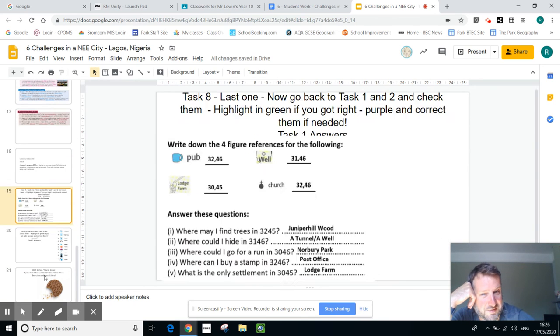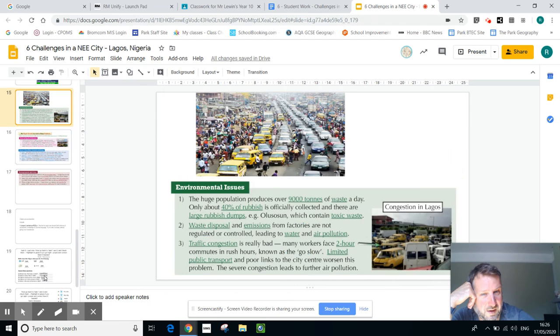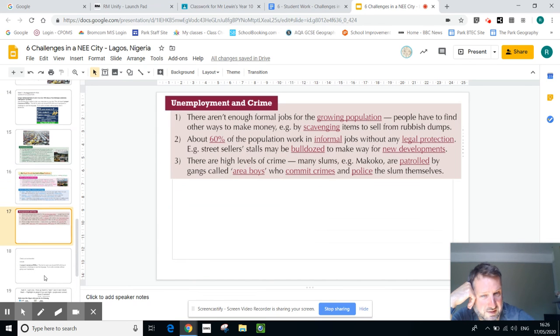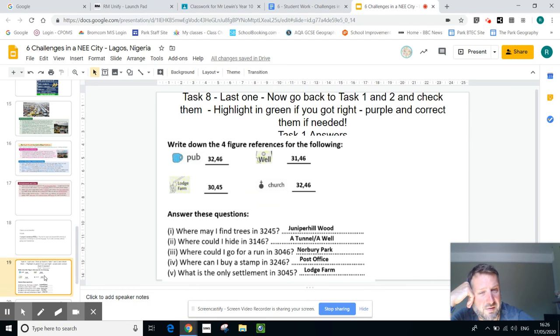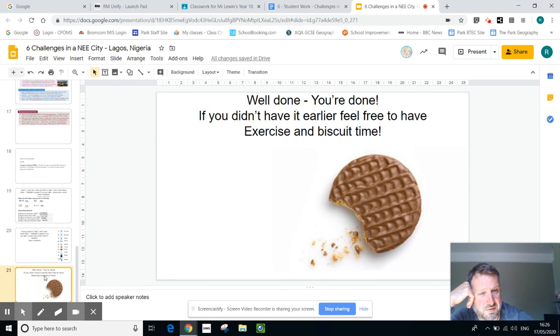Okay, so you can purple and green your answers, please, using the different colour fonts on the text, and then that'll be really useful for me to see what you think you've done well at and not done so well at, and hand it in. It's a short video, hopefully.